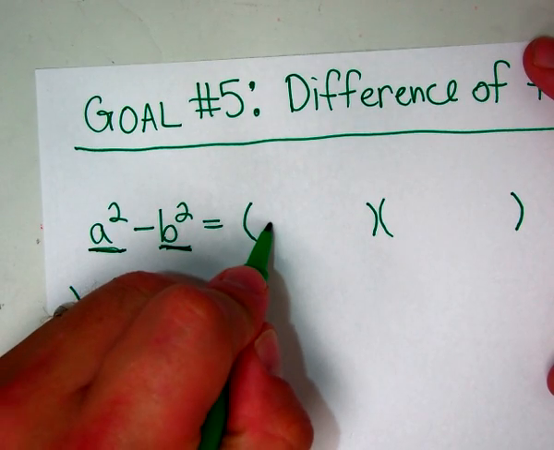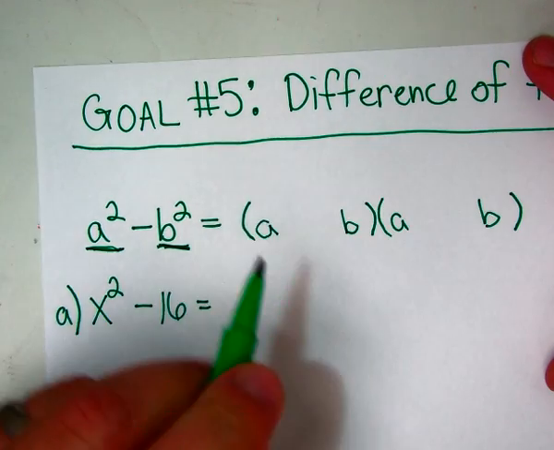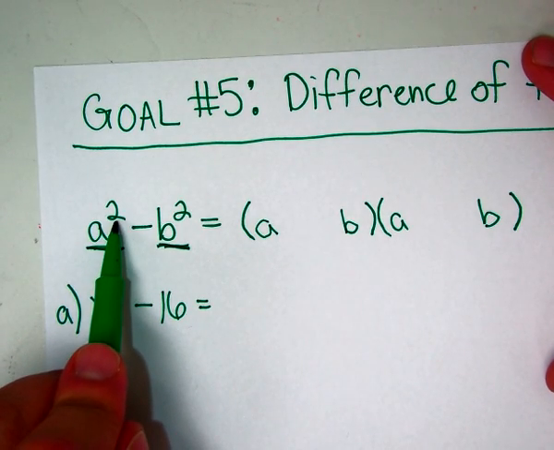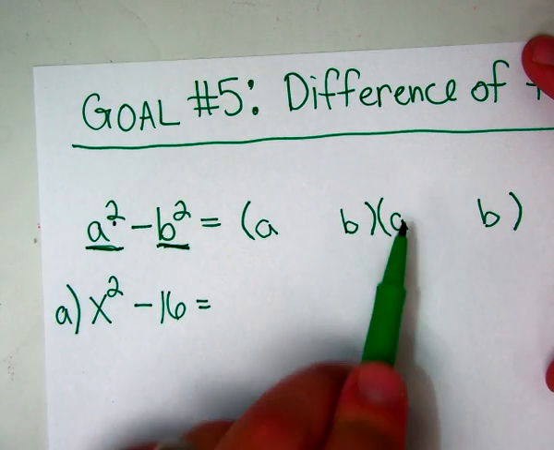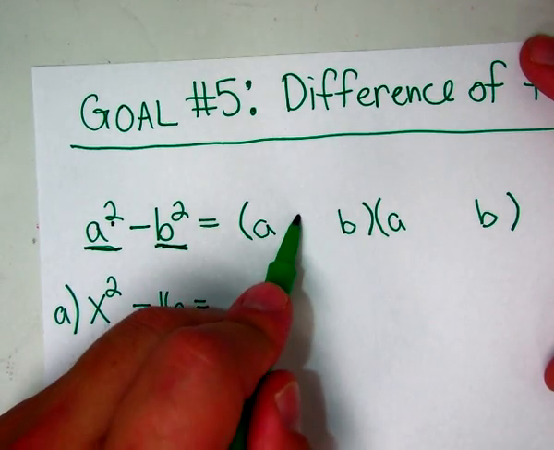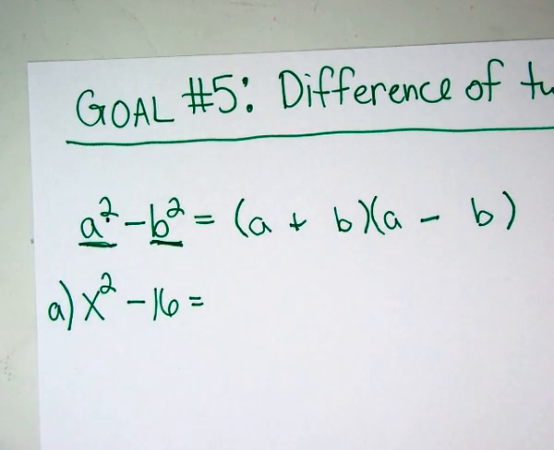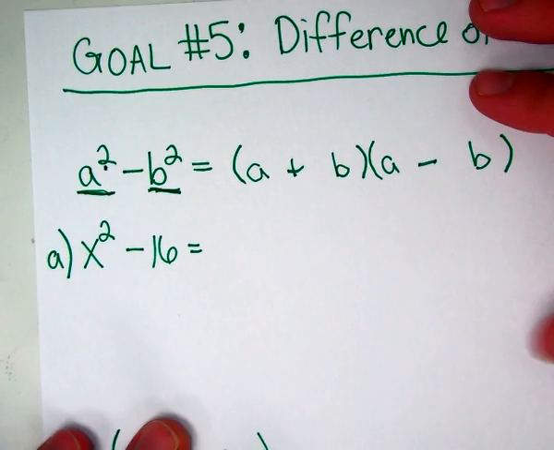The formula is going to become, we're going to have an a and a b. All we've done here is we basically just take the 2 and cut it in half. So we have a and a. Take the b squared, cut it in half, and we have a b and a b. And what will go in the middle is a plus and a minus. So that's the formula we're going to use for each of these. Let's go ahead and now figure these out.